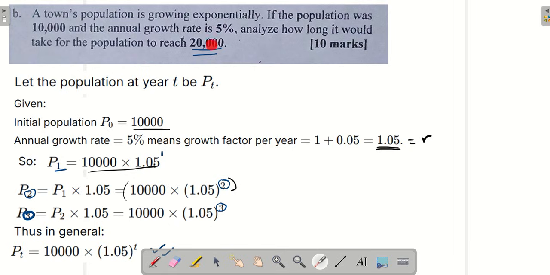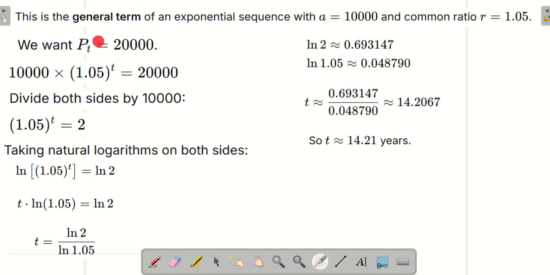We are not finding the population after 20,000 years, so we are not putting T as 20,000. They said we want to find when the population will get to 20,000. It means that when will PT be equal to 20,000? So PT should be equal to 20,000. We already know that PT is 10,000 times 1.05 to the power T, equal to 20,000. We can divide through by 10,000.